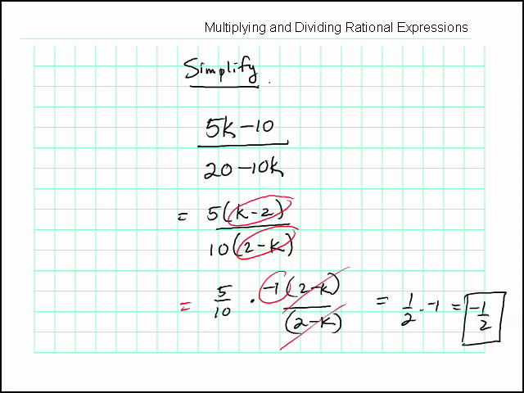And that is our lesson on simplifying rational expressions. Part 2 will be on multiplying and dividing.